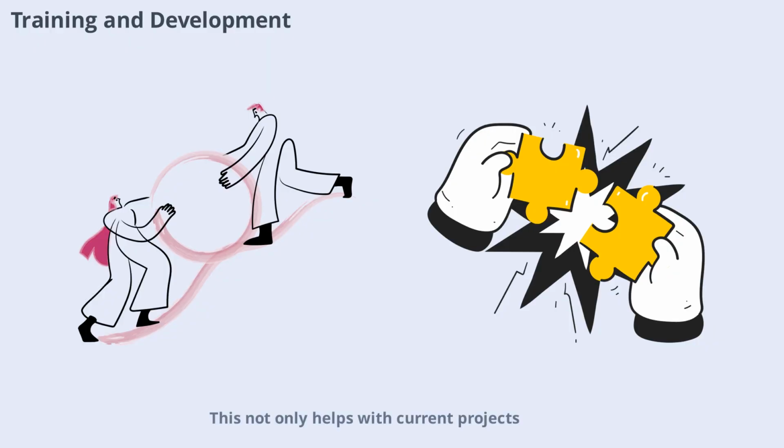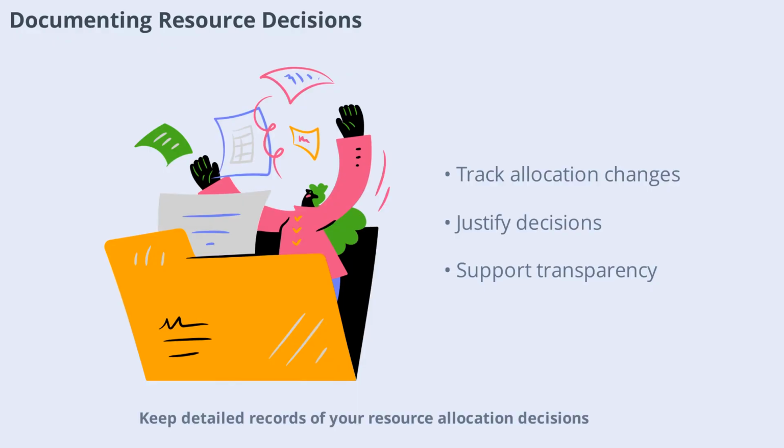This not only helps with current projects but also prepares your team for future challenges. Keep detailed records of your resource allocation decisions. Documentation helps you track changes, justify decisions, and learn from past projects. It also provides a reference for future planning and supports transparency with stakeholders.